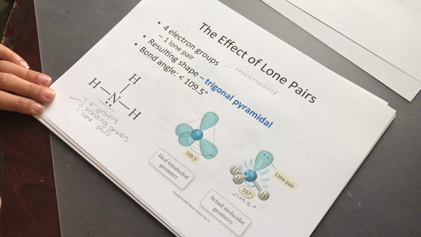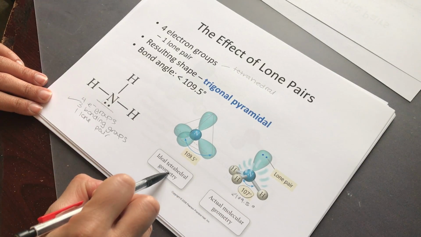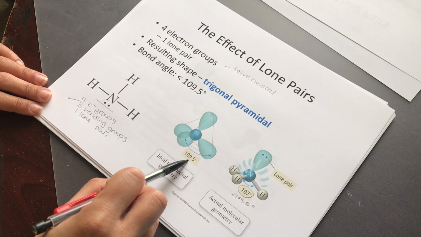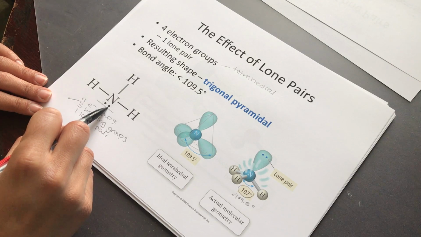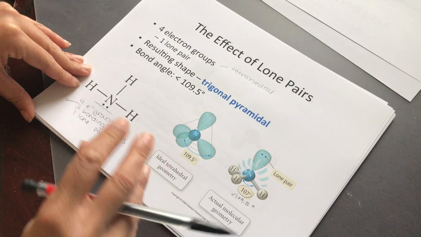You don't have to remember the 107. This is the ideal tetrahedral geometry where we have 109.5, but due to the repulsion of the lone pair, you form an angle less than 109.5 degrees.